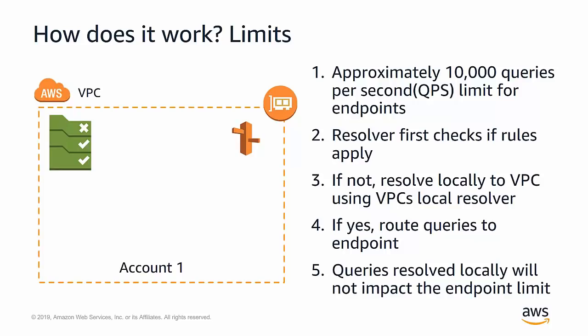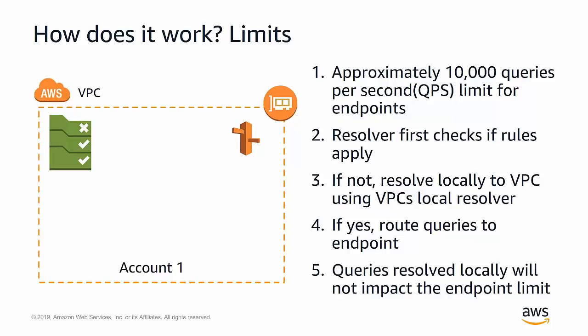Something to keep in mind as far as limits go is that a VPC's local resolver, remember I said earlier each EC2 instance has a resolver available by default provided by the Amazon DNS server. You don't pay for that particular service. What it does is that VPC resolver has a different limit. It's closer to 1,024 packets per second.